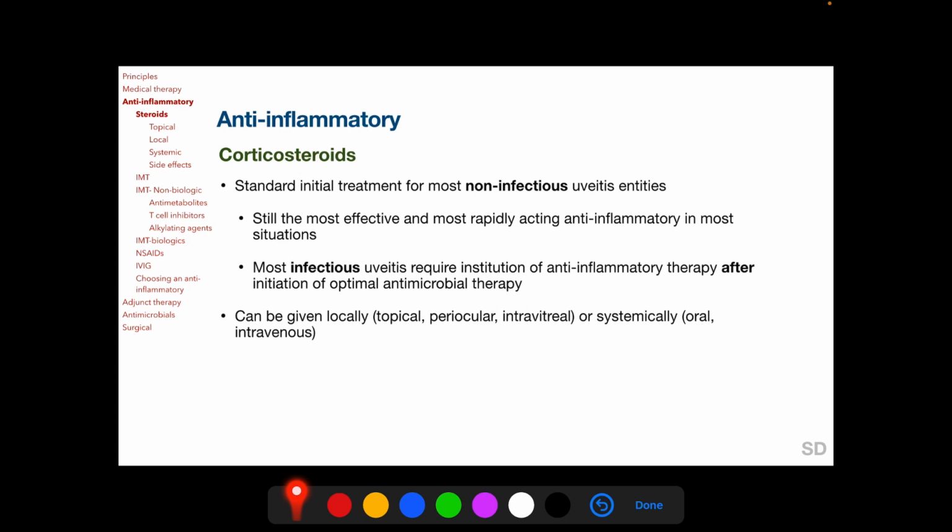So corticosteroids are the standard initial treatment for most non-infectious uveitis entities, and it is still the most effective and most rapidly acting anti-inflammatory in most situations. In addition to non-infectious uveitis, most infectious uveitis processes also require anti-inflammatory therapy, but anti-inflammatory therapy with corticosteroids is instituted only after initiation of optimal antimicrobial therapy in infectious uveitis, and corticosteroids can be given locally or systemically.